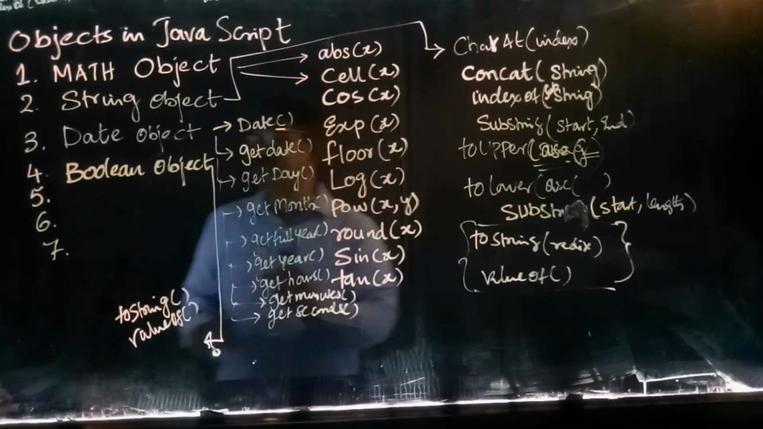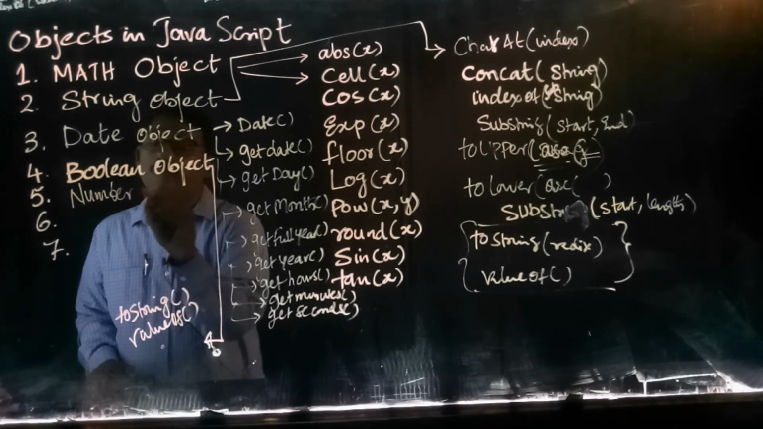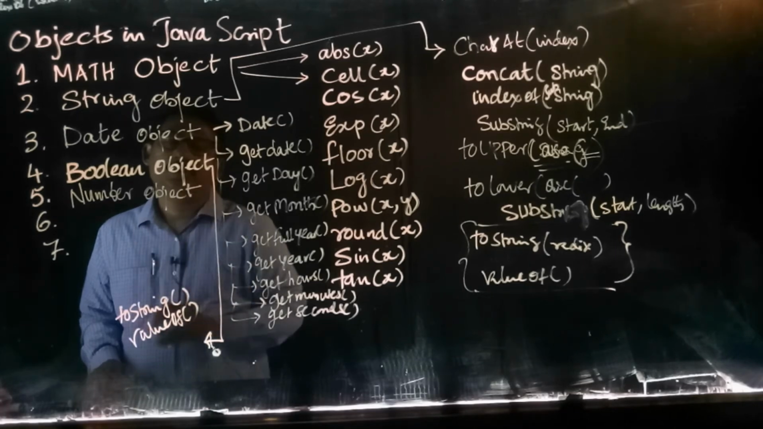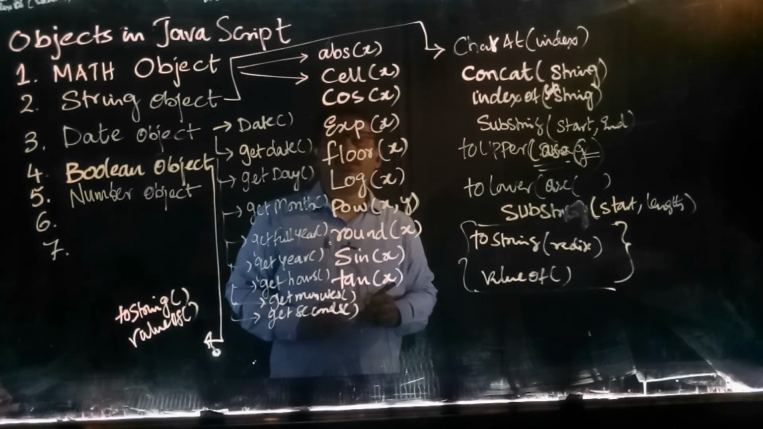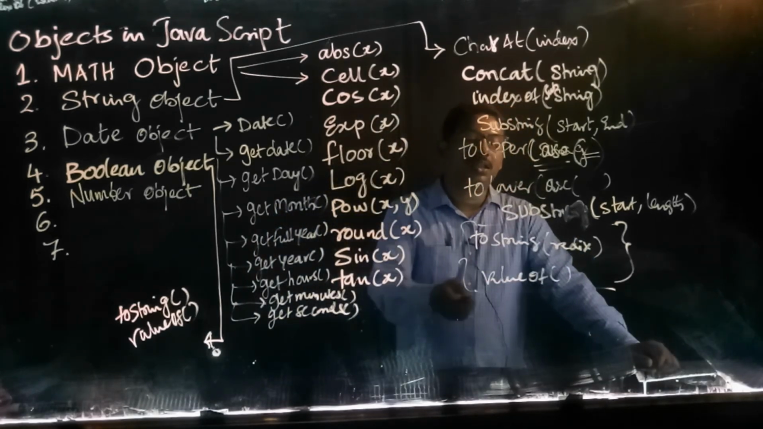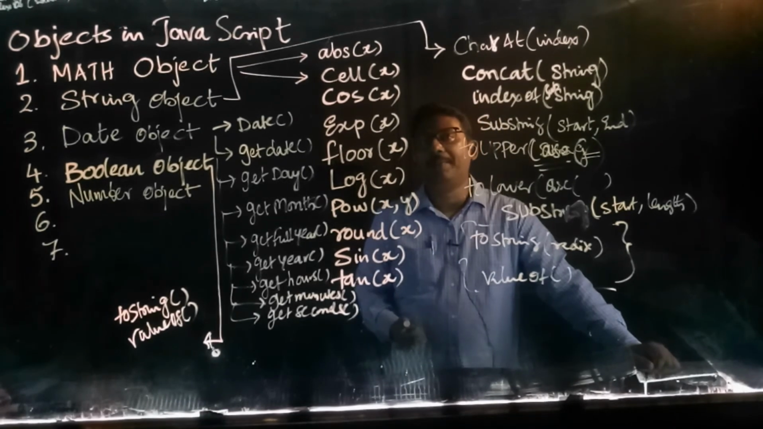Next, after the Boolean object, is the number object. The number object has toString with radix, and the valueOf the number will be declared.